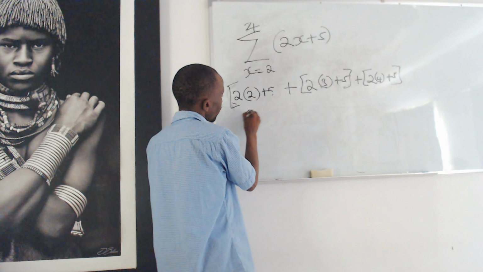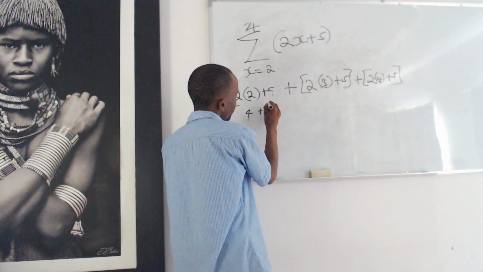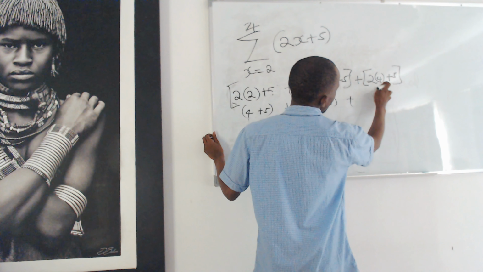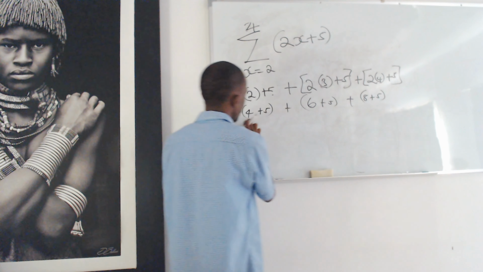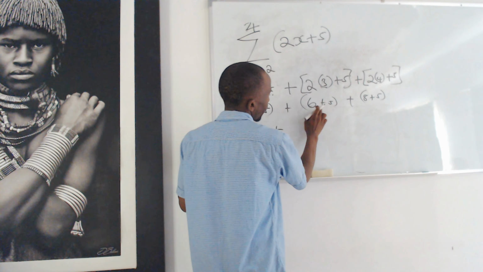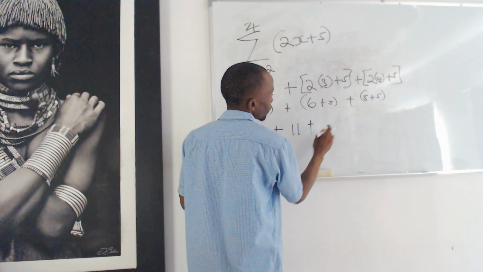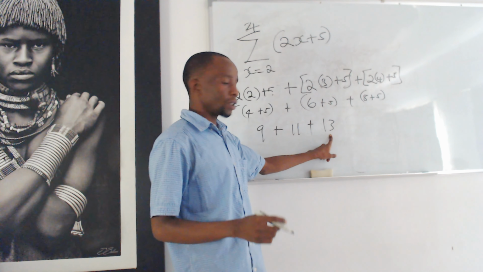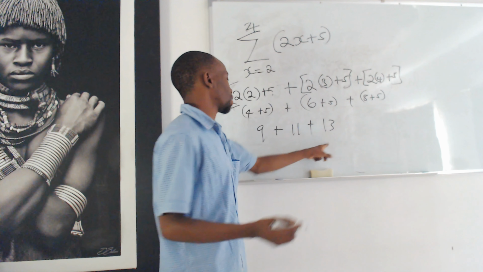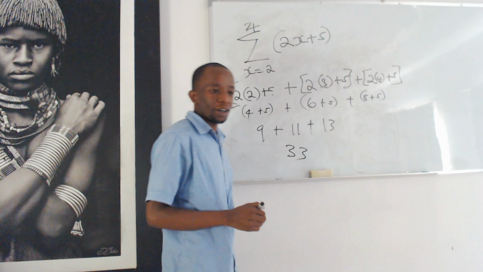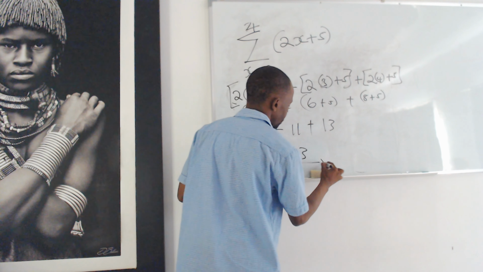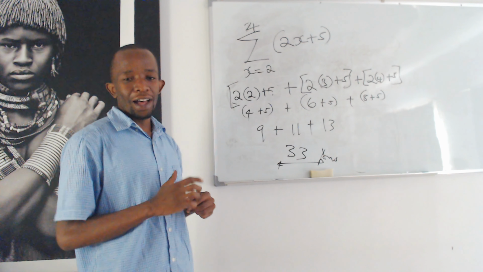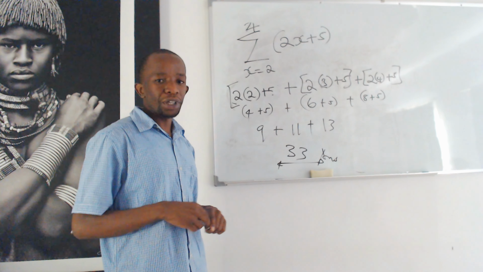2 multiplied by 2 is equivalent to 4, and here plus 5, and then this one is 6 plus 5, and then this one is 8 plus 5. This one is equal to 9, this one is definitely equal to 11, and that one is most definitely equal to 13. And so 11 plus 9 is equal to 20, plus 13 we should have 33. So 33 becomes our answer of computing that summation.